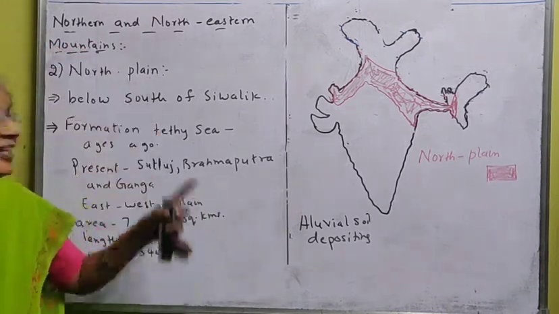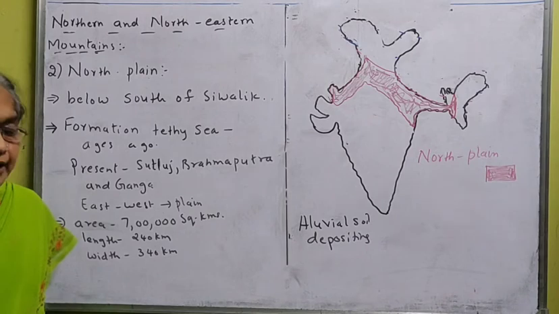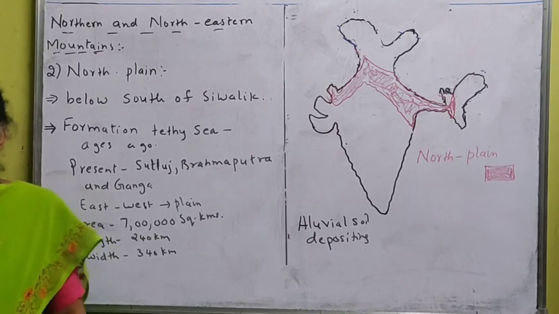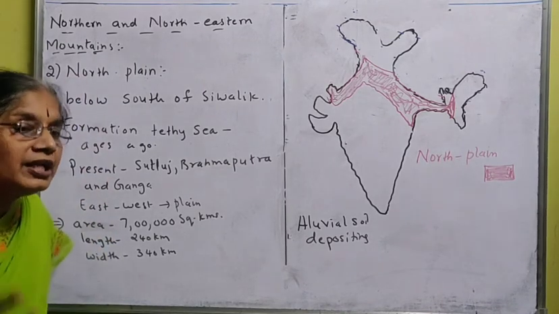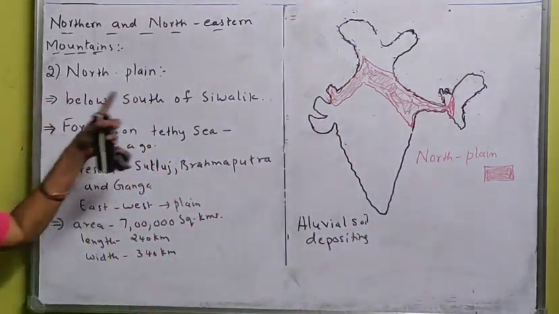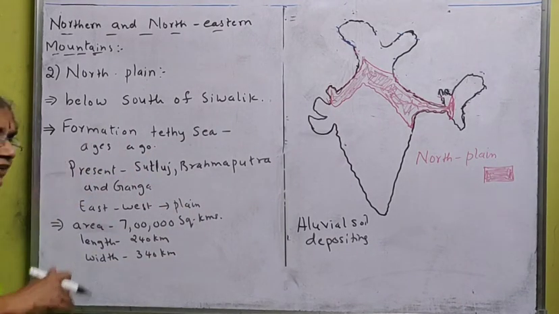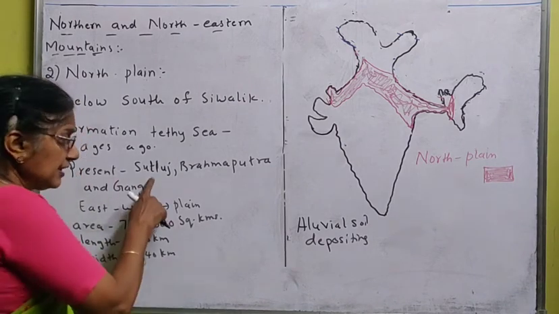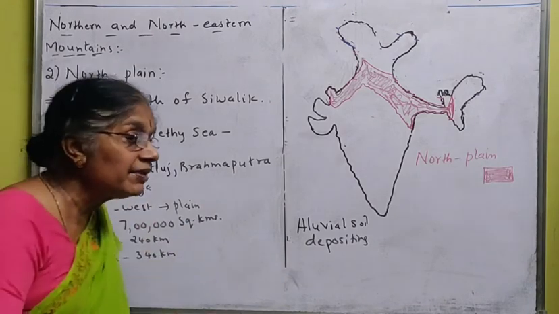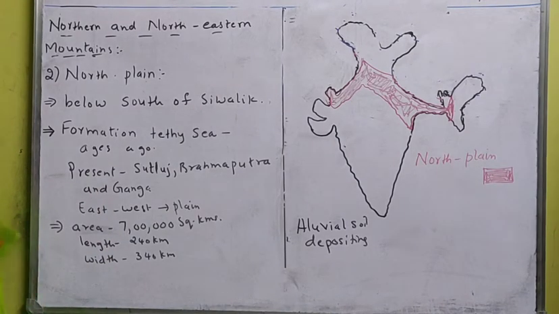Ages ago, it was believed that the Tethys Sea which flowed from the Shivalik mountains, as it flows down, water has a force, a power to carry whatever comes with it. So it was carrying the alluvial soil, the most fertile soil, and deposited it in this northern plain. That is why we call the north plain a very fertile soil. But presently we say that three important rivers, Satluj, Brahmaputra and Ganga, are flowing and depositing the soil. Due to that, it is a fertile soil.